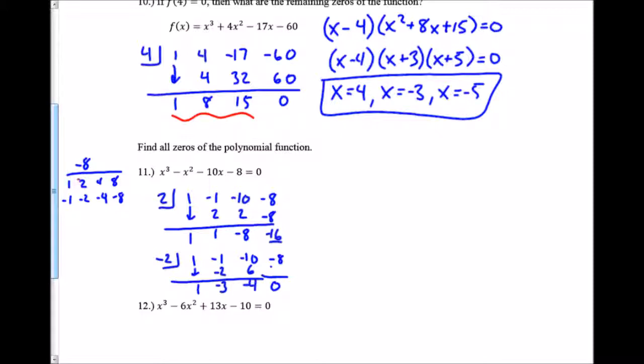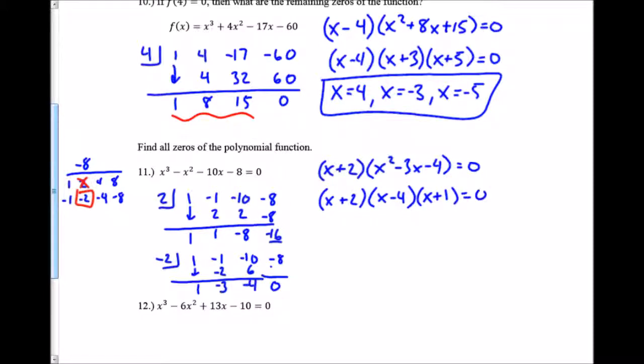So I tried the 2. That didn't work. And then I found that the -2 works, which means x plus 2 is one of my factors. The other factor is right down here. It's the x squared minus 3x minus 4. And now I can set each factor equal to 0. This thing factors into an x minus 4 and an x plus 1. And I solve each. X equals a -2, x equals a +4, and x equals a -1. And those are my 3 solutions.